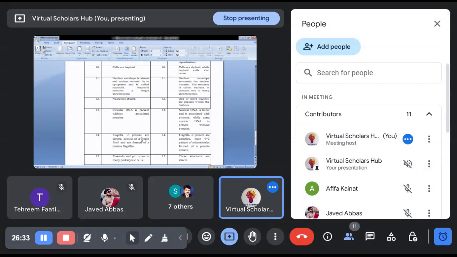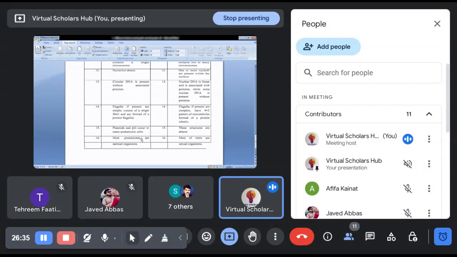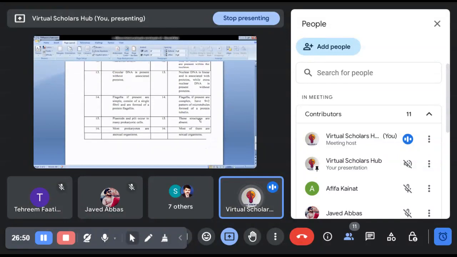Next. Number 14, flagella, if present, are simple and consist of single fibril and formed of protein flagellin. And while here the flagella, if present, are complex. These have 9 plus 2 pattern of microtubules formed of protein tubulin.